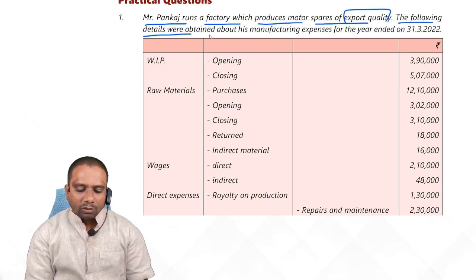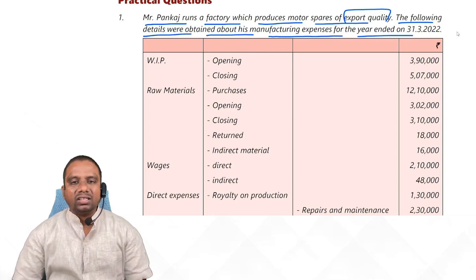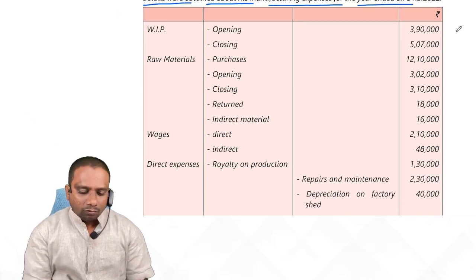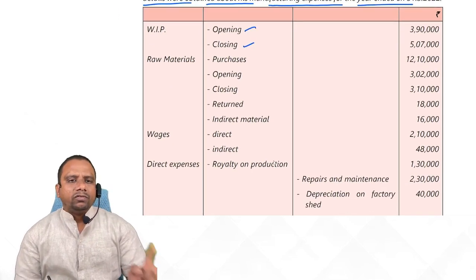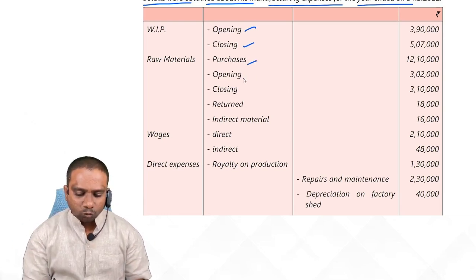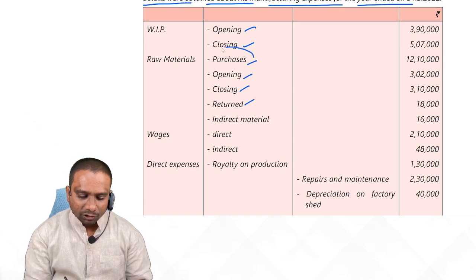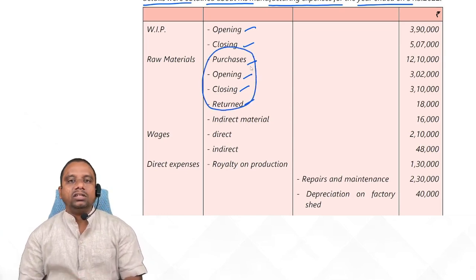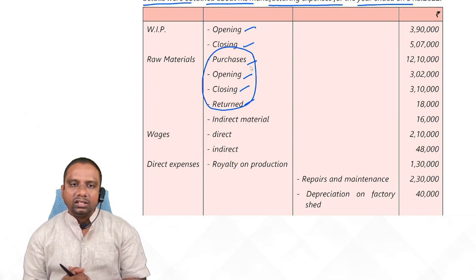The following details were obtained about his manufacturing expenses for the year. Observe. Work in progress: opening, closing. Opening is a manufacturing account debit; closing is a manufacturing account credit. Raw material purchases: opening, closing, return. Use these four pieces of information and calculate the raw material consumed during the year.